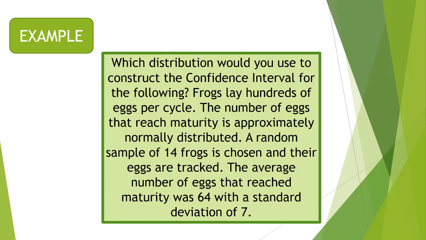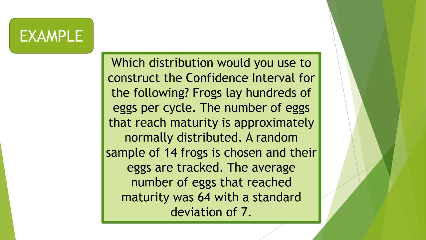So the problem is, frogs lay hundreds of eggs per cycle. The number of eggs that reach maturity is approximately normally distributed. A random sample of 14 frogs is chosen, and their eggs are tracked. The average number of eggs that reach maturity was 64, with a standard deviation of 7. So the question here is, which distribution do we use? The process, we said, was let's find out if we know sigma. So let's read through that problem again, and ask ourselves, do we know the value of the population standard deviation?